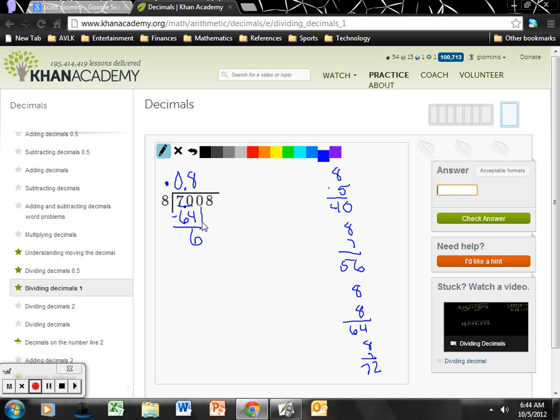I bring down my next digit, which is a 0. How many times does 8 go into 60, or 8 times what gives me 60? Well, I can look at my multiples here of 8. Let's see, what factor times 8 gives me close to 60? A product close to 60. 8 times 7, so I'll put the 7 here. That gives me 56. I subtract. That gives me 60 minus 56, that's 4.